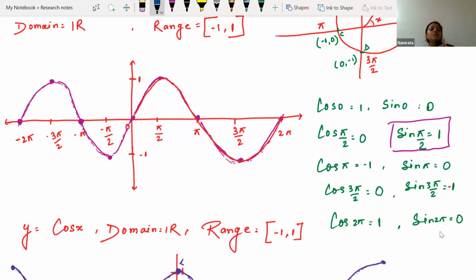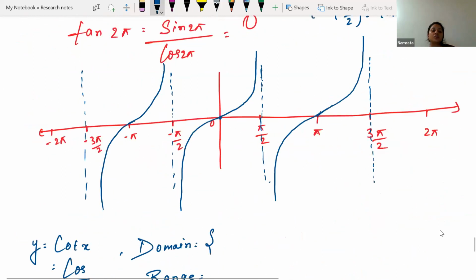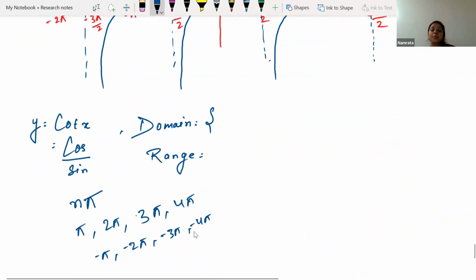What are integers? Integers are 1, 2, 3, 4, 5, 6, 7, 8: positive integers, negative integers. So when you write any integer in front of pi, sine will give you a 0 value. Here we give the conclusion that sine n pi is 0, where n can be any integer.